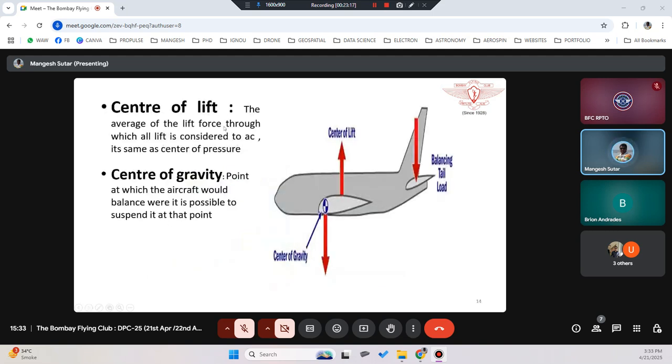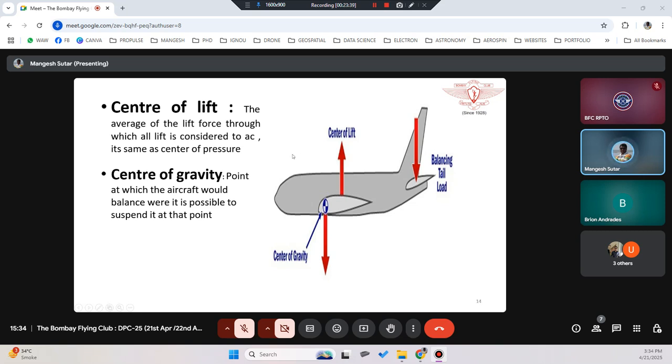Okay, then center of lift and center of gravity. Center of gravity is nothing but the center point of the aircraft where the aircraft balances on its own. Whereas center of lift is nothing but the center of pressure, or where all the axes join to each other.